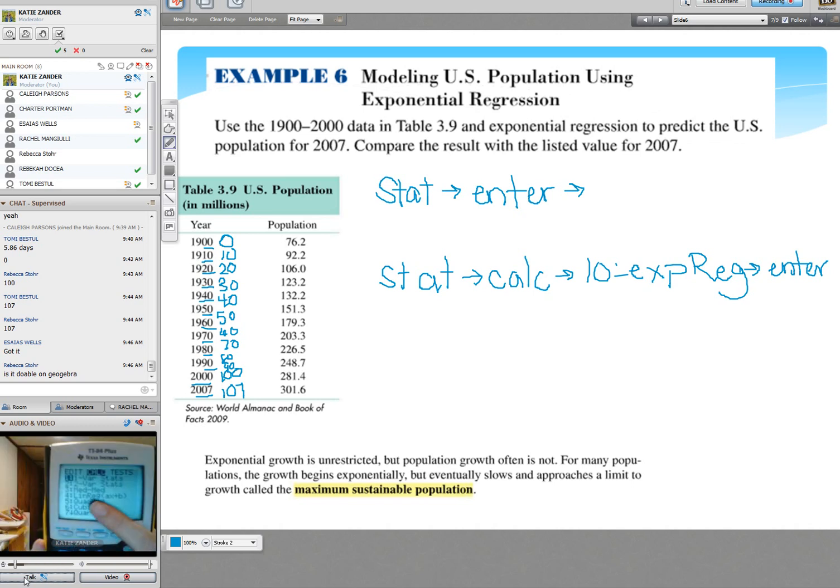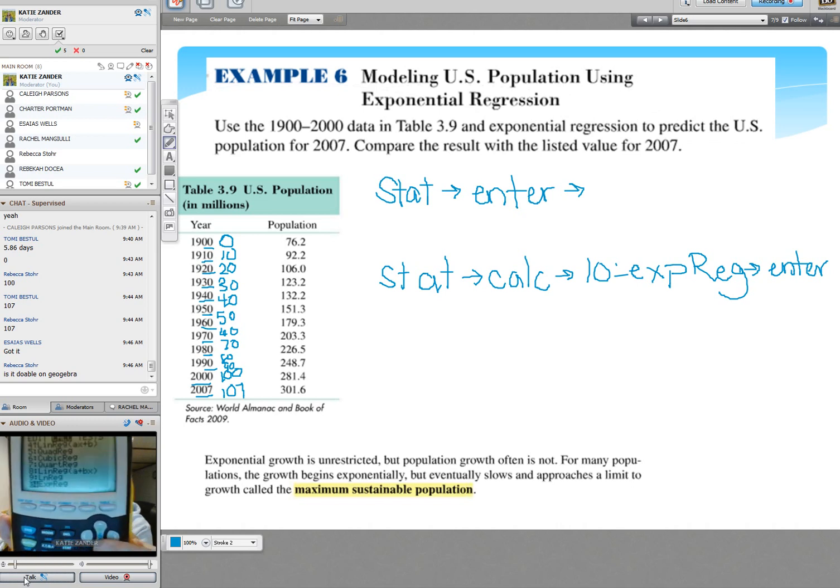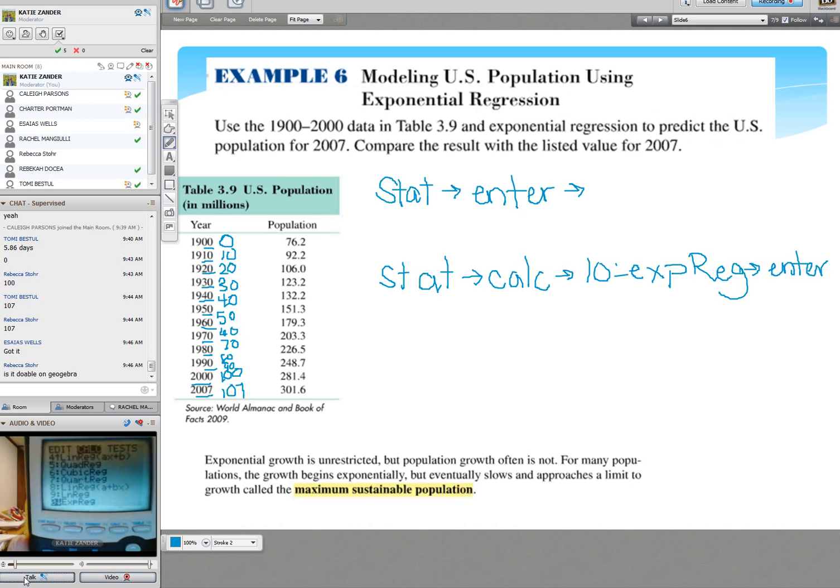Once you're in that calc column in the stat key, we want to find number 10 in the list. So you got to actually scroll down quite a bit. It's going to look like EXPREG. Notice how mine says exponential regression. Find that button and hit enter. It'll show EXPREG on your screen. Hit enter again.